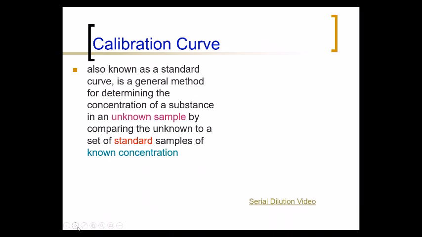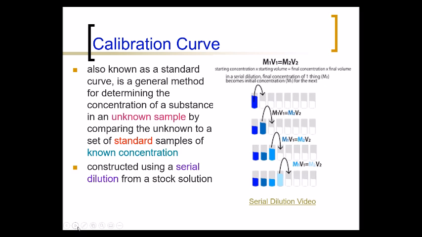So let's talk about what a calibration curve is. In general, it's basically a standard curve used to identify an unknown sample based off of standard samples of known substance. So you're taking an unknown and you're measuring it against ones where you've done known sample standards. How do you create it? You do a serial dilution of the chemical species you're studying.